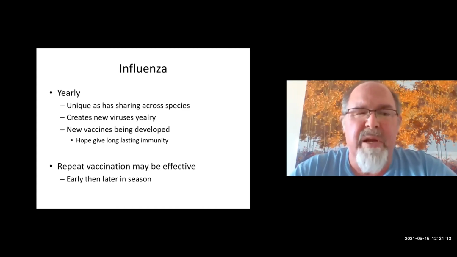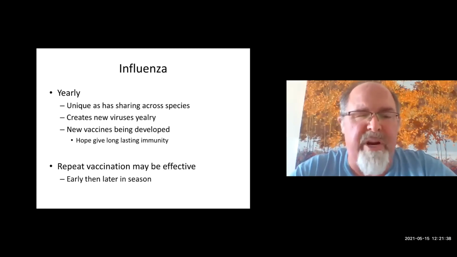Influenza is unique as it shares properties across species. In other words, new viruses are created yearly. Its recombination is very different from what you've heard about the mutants in COVID. The trouble is we need to have revaccination each year. New vaccinations, however, are being developed, and they may give long-lasting immunity because they're a different type of vaccine.